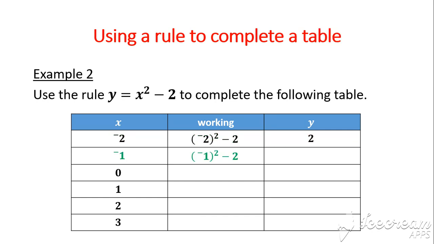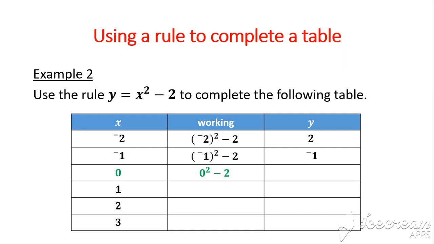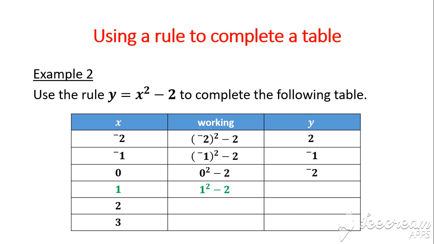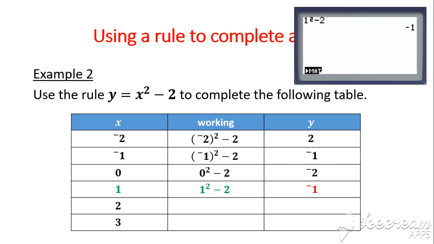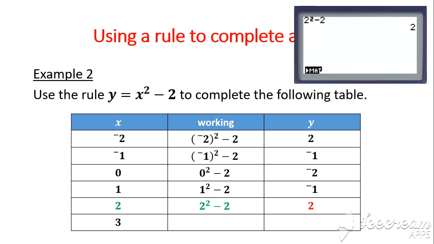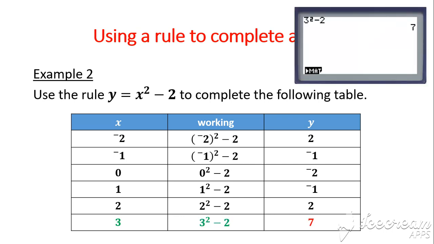Right, when I move on to -1, I'm going to go -1 all squared, subtract 2. -1 times -1 is +1. +1 take 2 makes -1. Right, 0 squared minus 2, 0 squared is 0, so 0 minus 2 is -2. 1 squared minus 2, 1 times 1 is 1, minus 2 is -1. 2 squared, 2 times 2 is 4, 4 minus 2 is 2. And 3 squared, 3 times 3 is 9, 9 minus 2 leaves us with 7.